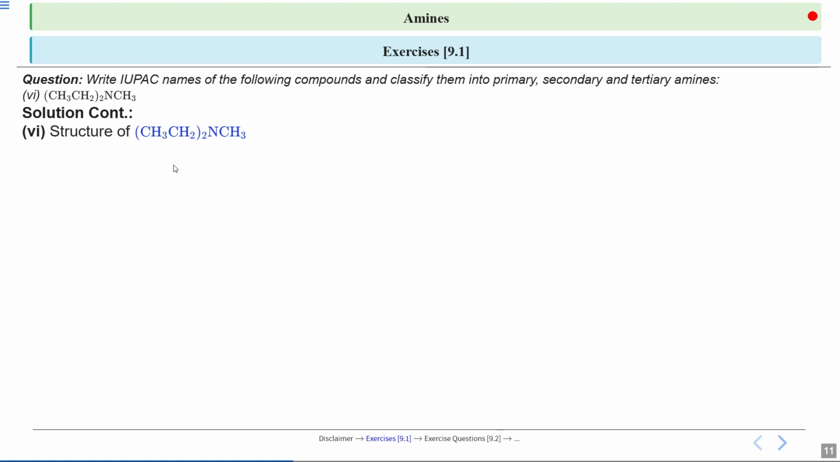Now we will see the next part of this question. First we will write the structure of this compound. So this is the structure. I have taken this as my parent chain. I'll do the numbering in such a way that this carbon gets the least number. So it is 1, 2. Now 1 methyl group and 1 ethyl group are directly attached to this nitrogen, so they will be designated as N-methyl and N-ethyl. Which will come first? We will follow the alphabetical order. Since E comes first and then M, we will write N-ethyl-N-methylethanamine. We replace the E of ethane by amine. So this is the IUPAC name.